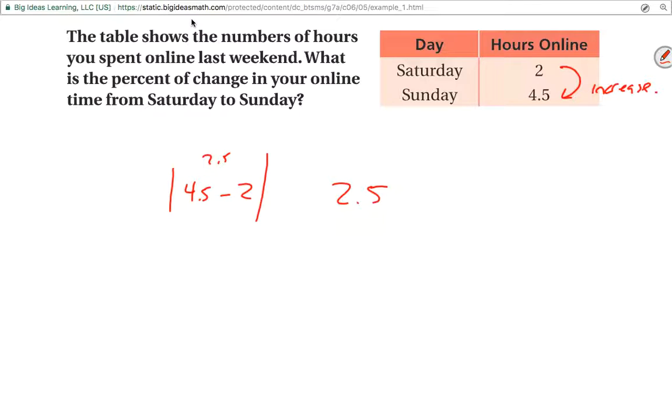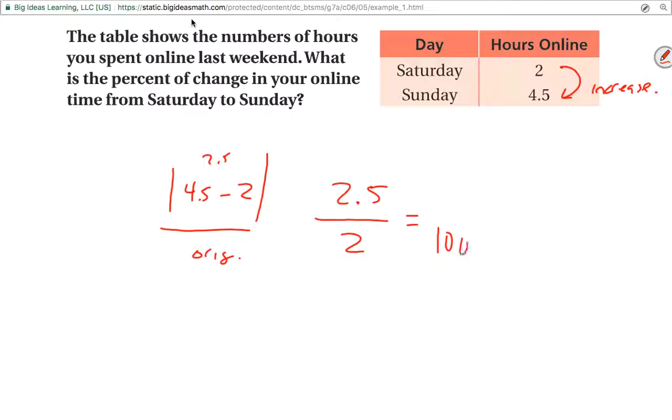Well, what was the original amount? Well, the original amount was 2 hours online. So the original is the denominator. Original here is 2 hours. Well, what was the increase or decrease? What was the percent increase? Well, we know the change was 2.5 hours. Let's do this as a percent. Well, this is a fraction, 2.5 divided by 2. Well, we talked about converting fractions to decimals and fractions to percents.